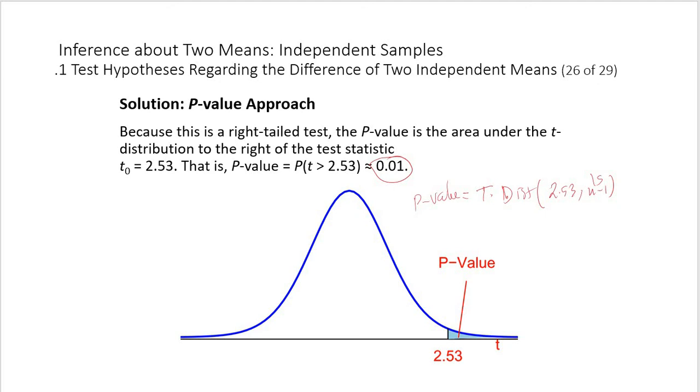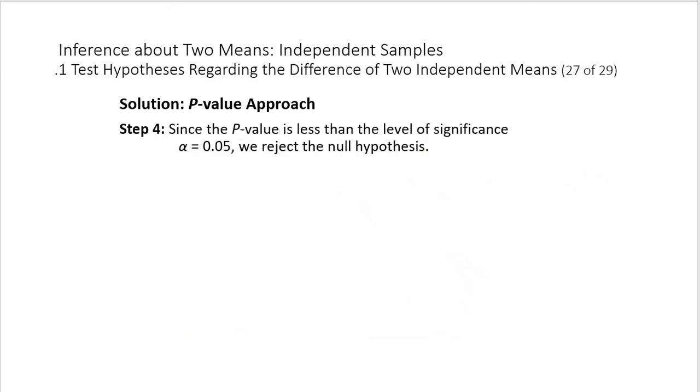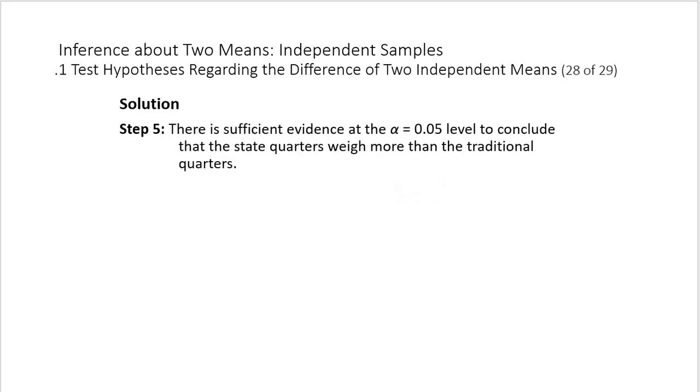Now we're going to compare this to alpha. Alpha is 5%. We notice that p-value is less than alpha. 0.01 is less than 0.05. So we're going to reject the null hypothesis based on that. The conclusion is we have sufficient evidence at the alpha equal to 5% level to conclude that the state quarters weigh more than the traditional quarters.